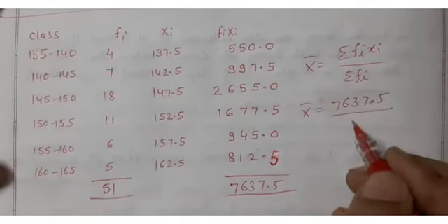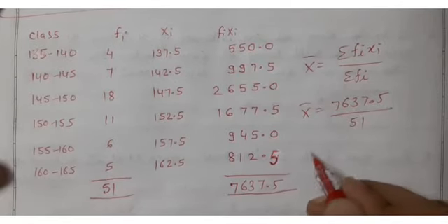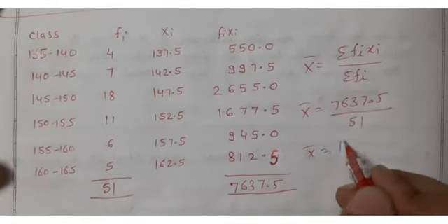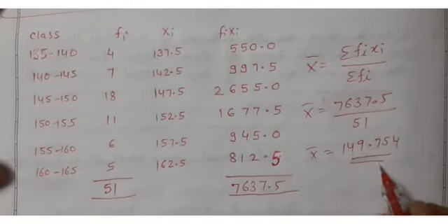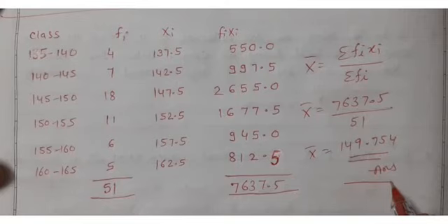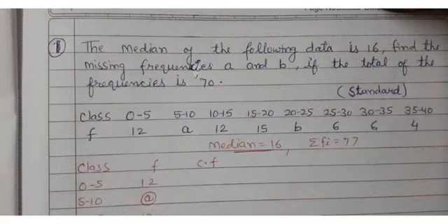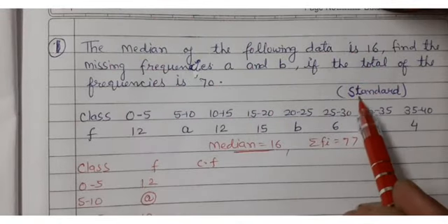7637.5 upon sigma fi is 51. So what will come? 149.754. This is your answer. Yes. Now come on, question in standard part.